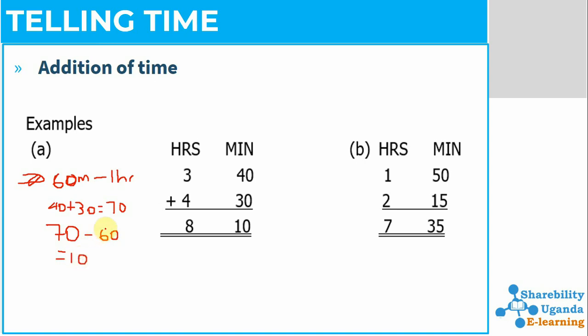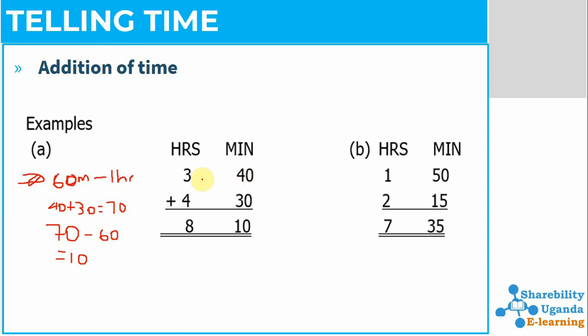So that means when we have the 70 minutes, in the 70 minutes we already have 1 hour, and how many minutes are remaining? There are 10. So if you add your minutes here and find that you have minutes exceeding 60, that means you have already made another hour.